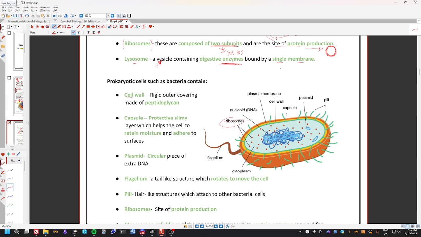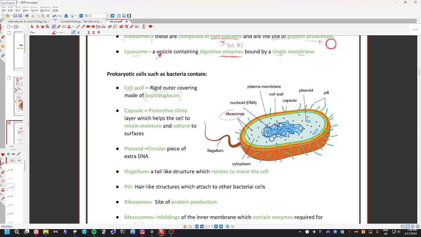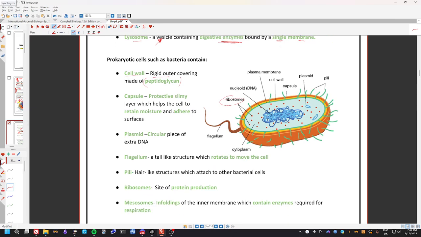So we're beginning with the cell wall, which is present in prokaryotes, not in eukaryotes other than plant cells. In animals, you're not going to find them. It's just a rigid outer covering made of peptidoglycan, and in plant cells, those are made out of cellulose. Just want to remember that.